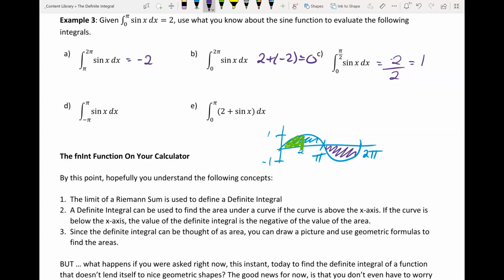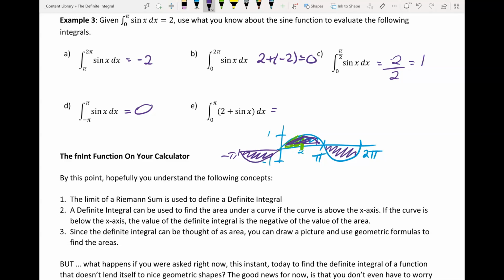Now looking at negative pi to pi, I'm going to need this region here as well as this region here. So again, this is going to be 0 because I'm going to add negative 2 with 2, and that is 0.